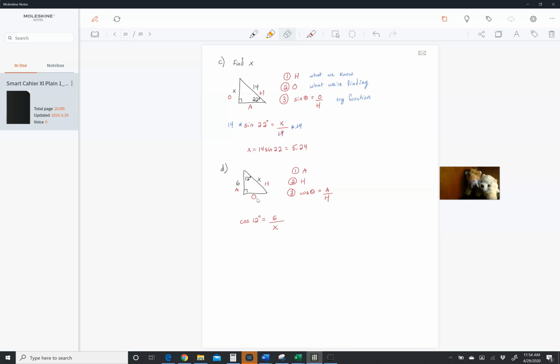Okay, so how do we solve this? Well, we need to get x by itself. Right now it's in a denominator. So it's a 2-step process, which eventually you can skip this step right here. So we're going to multiply both sides by x. That's going to get it out of the denominator. Whenever you do your algebra, when you have an x in the denominator, get it out of the denominator first, okay? So now we have that x times the cosine of 12 is equal to 6. So now we want to get x by itself. So what do you do? You divide both sides by the cosine of 12.